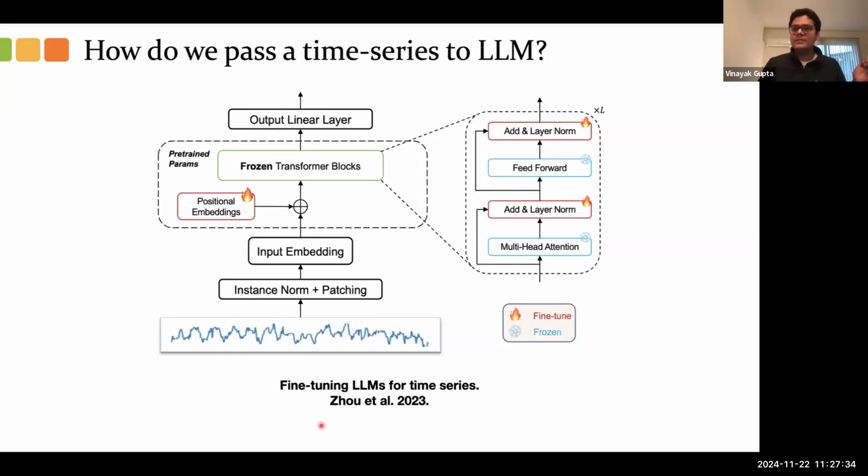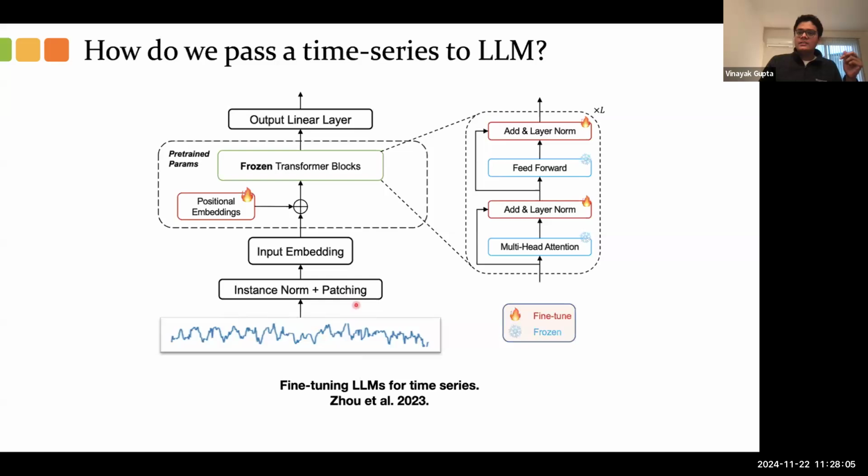For non-time series folks, I want to highlight that the first question is, if you want to train a large language model on time series data, how exactly does that architecture work? This is one example from a recent paper by Zhao et al. You have a very raw time series, and then you do some sort of normalization. You normalize all the values to be in some range.